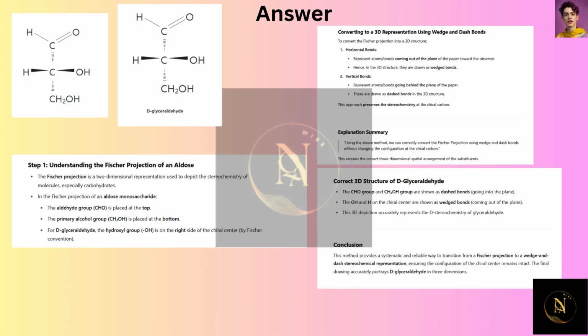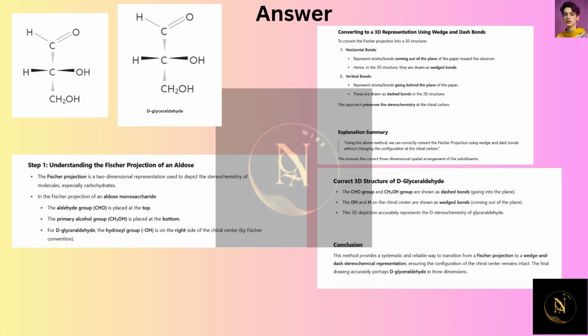Converting to a 3D representation using wedge and dash bonds. To convert the Fischer projection into a 3D structure, 1. Horizontal bonds represent atoms' bonds coming out of the plane of the paper toward the observer. Hence, in the 3D structure, they are drawn as wedged bonds.